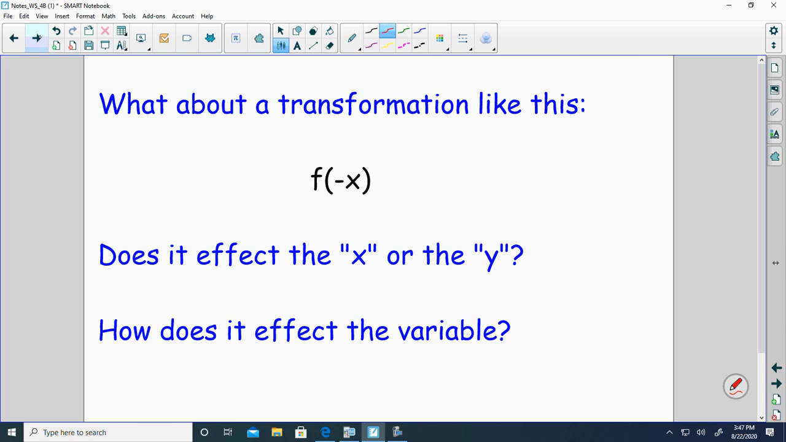Okay? What about the transformations like this? This does the opposite to the x values. So if you plugged in 2, that means that you're going to substitute -2 throughout the problem. If you plugged in -5, you're going to plug the 5 in everything throughout.